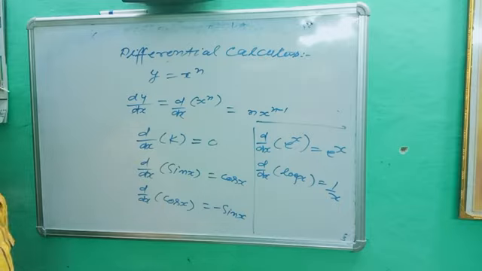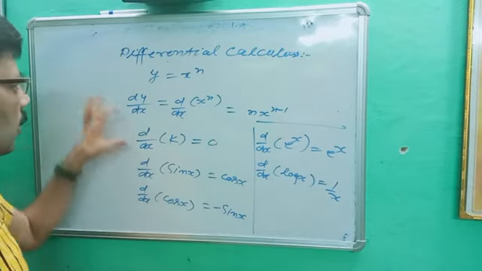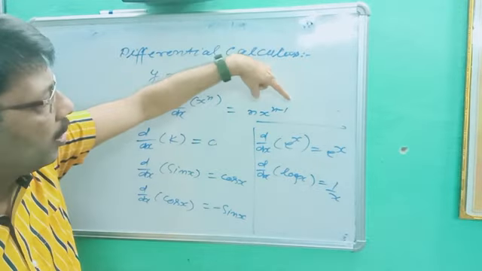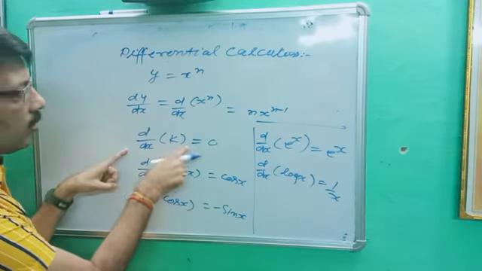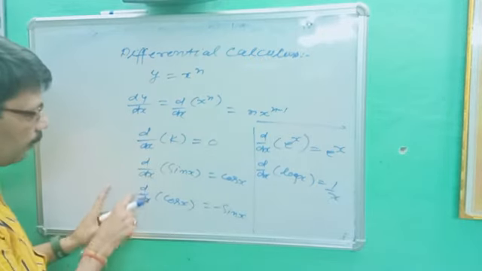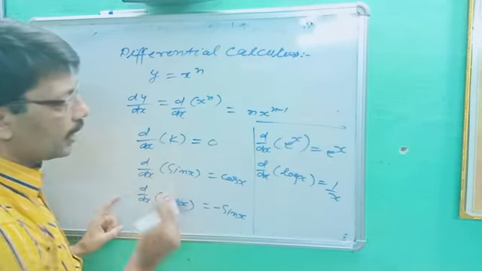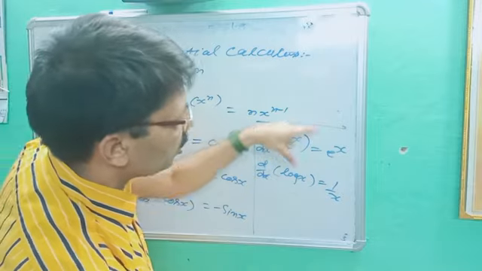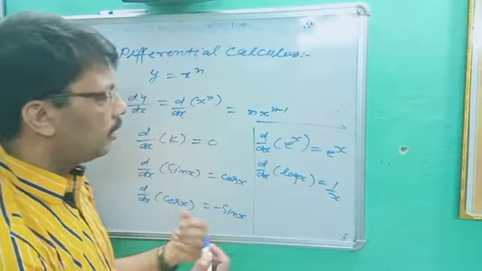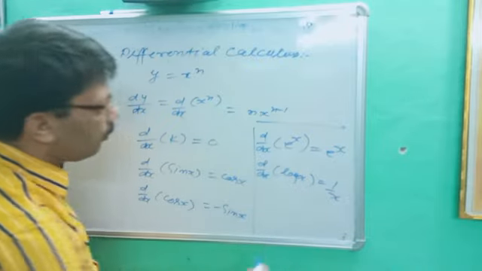We are just telling some formulas based on differentiation. d upon dx of x power n, which you will use mostly, is equal to n x power n minus 1. d upon dx of any constant is equal to 0. d upon dx of sin x is equal to cos x. d upon dx of cos x is equal to minus sin x. d upon dx of e power x is equal to e power x. d upon dx of log x is equal to 1 upon x, and some more formulas are there.